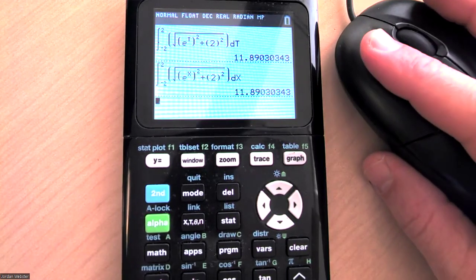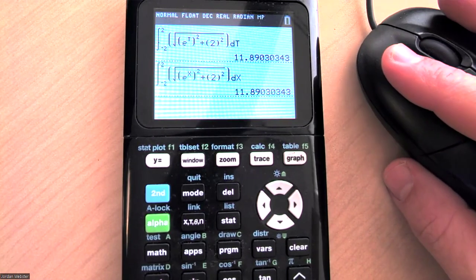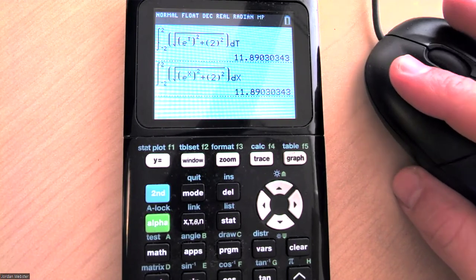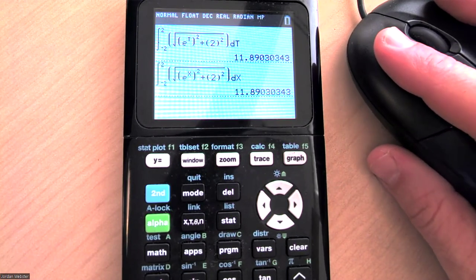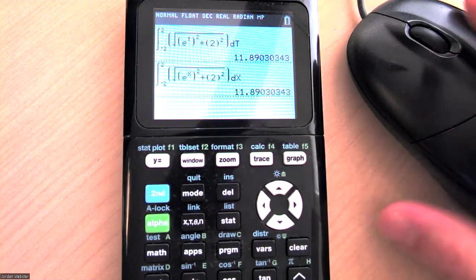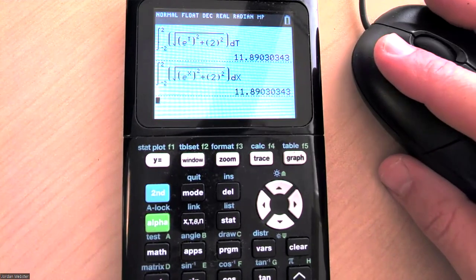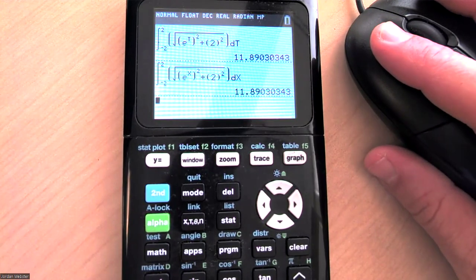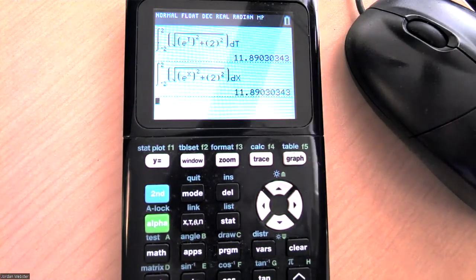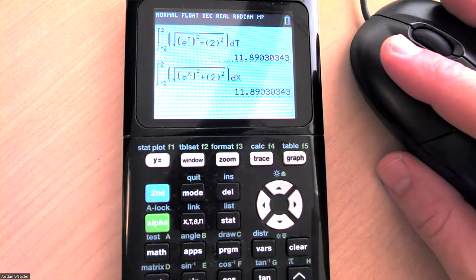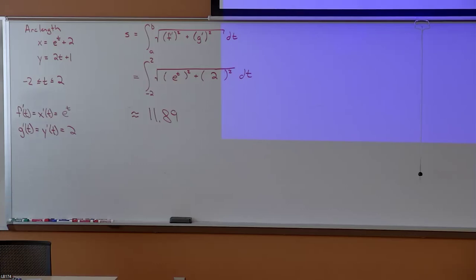Okay. So whichever one you like to do. Good to go. All right, let's go that way. Good. All right, so hopefully that all makes sense. So that's the arc length.